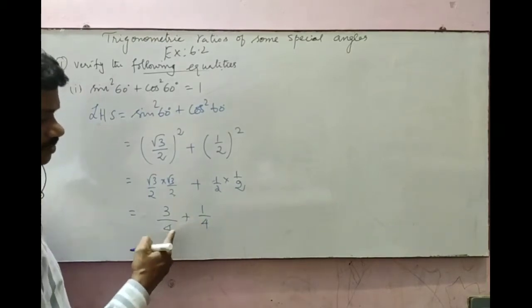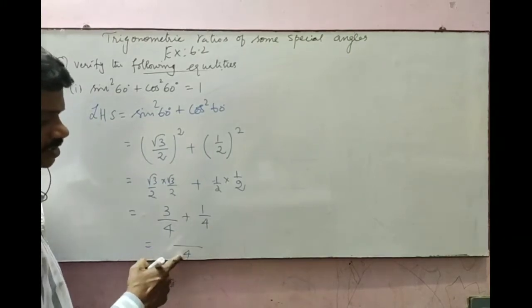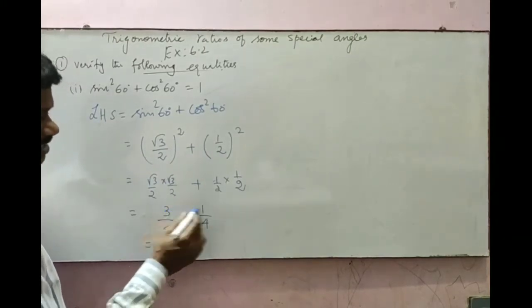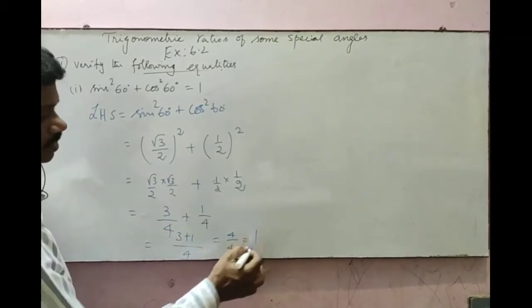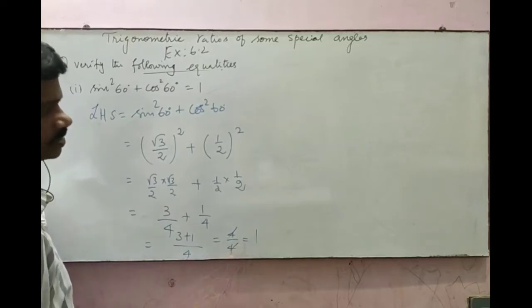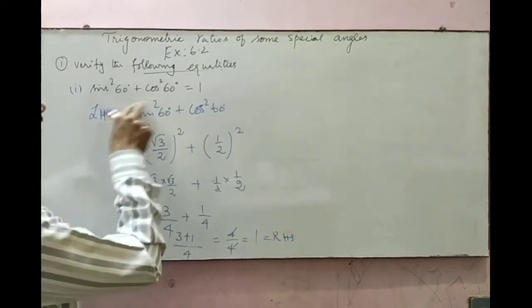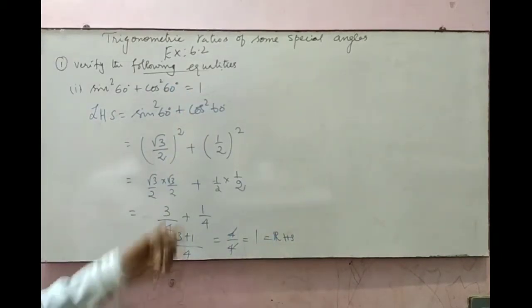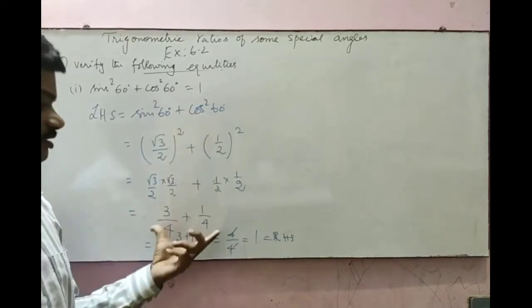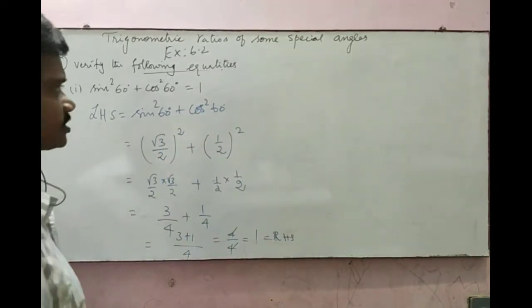If you add the two fractions, both the denominators are common. So you can write the denominator as common 4. Just add the numerator 3 plus 1, which gives 4 by 4. On cancellation of 4 and 4 you will get 1. So this is the right hand side. So we get the answer as 1, which is the right hand side. So just by substituting the values and simplifying those values, you will get the right hand side. So this is the first sum.